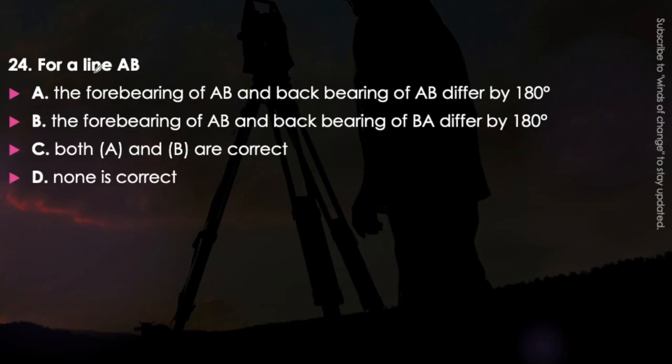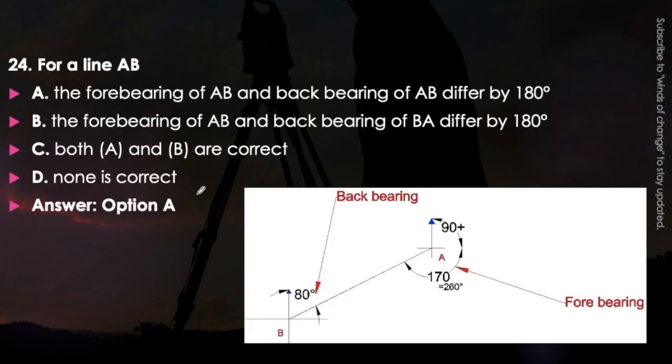Next question. For a line AB, the forebearing of AB and back bearing of AB differ by 180 degree. The forebearing of AB and back bearing of BA differ by 180 degree, or both A and B, or none of this is correct. Just think about it. This is an easy question sometimes, but this creates a problem sometimes when we are not able to answer it correctly. So we have to memorize here that the forebearing of AB and back bearing of AB line only differ by 180 degrees. Option A will be the correct answer.